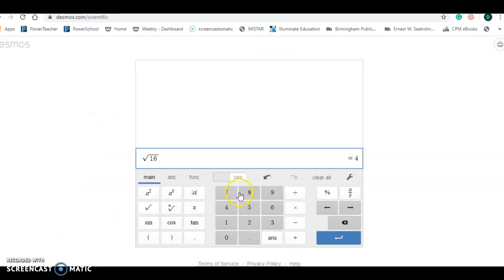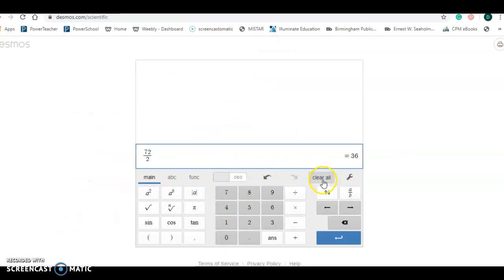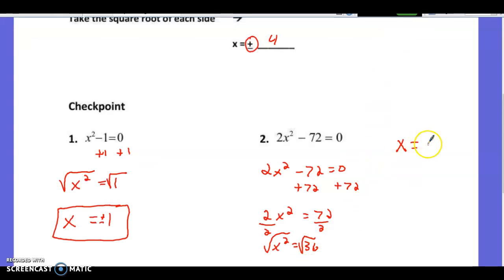So you go back to your calculator. What is 72 divided by 2? That gives us 36. All right, so we have x squared equals 36. Then we have to solve for x, so now we are going to get rid of that squared by taking the square root. So going up here now, we have x equals, and then what's the square root of 36? We go back through and we can go ahead and type it in if you don't know it. Square root of 36, that gives us 6. So, plus or minus 6.